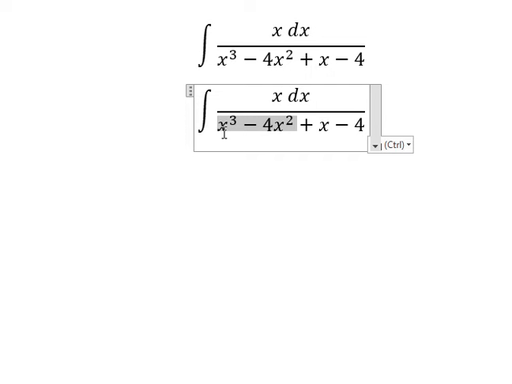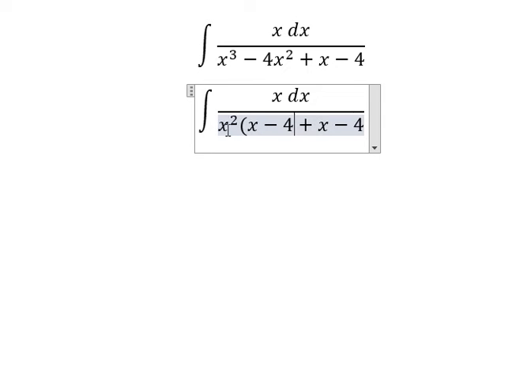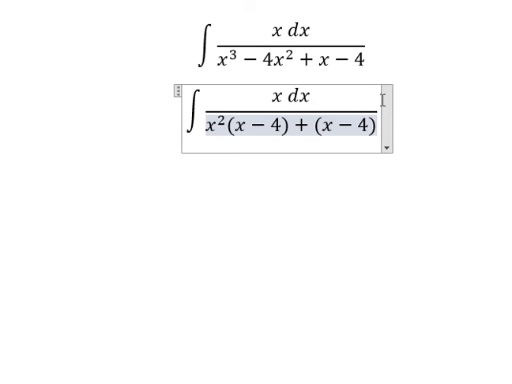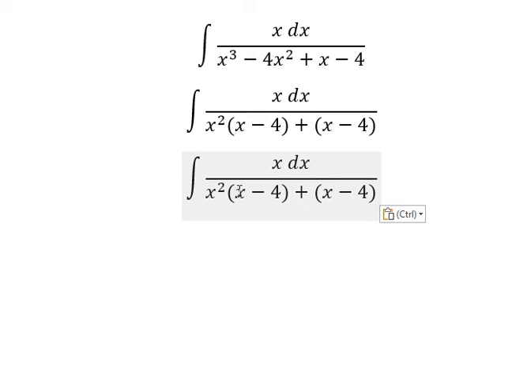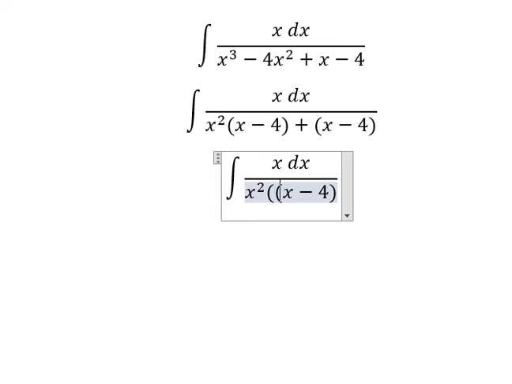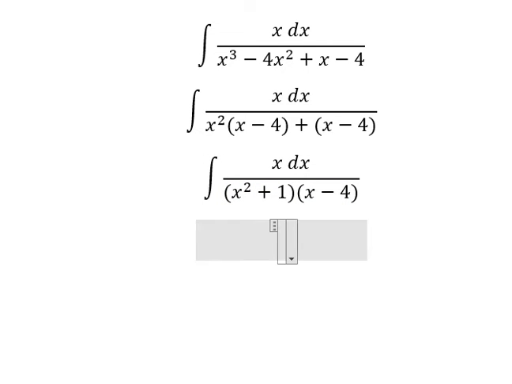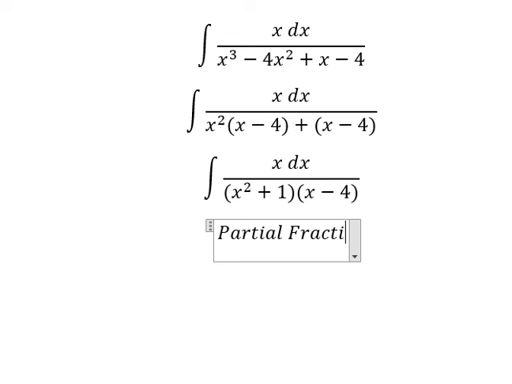We need to do factorization by s squared. Similar for this one. We have s minus 4, s minus 4. We can do factorization. Next, we do partial fractions.